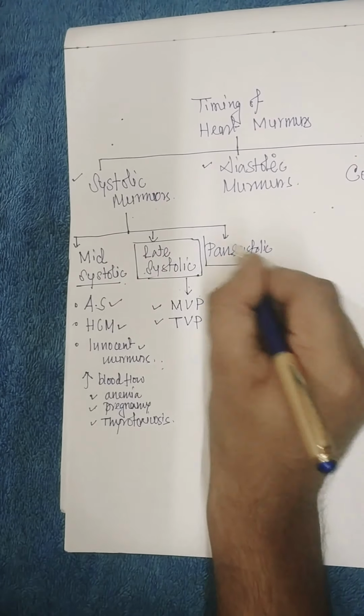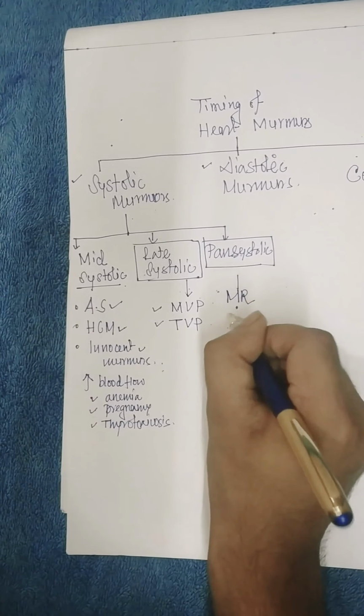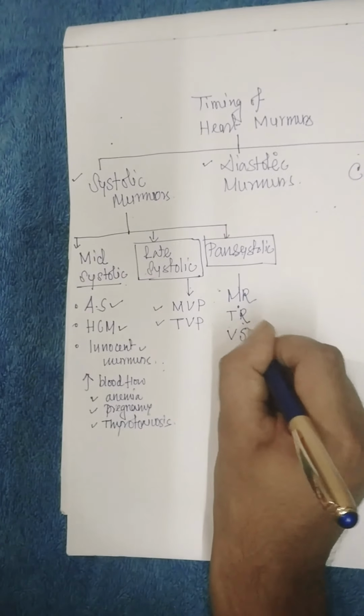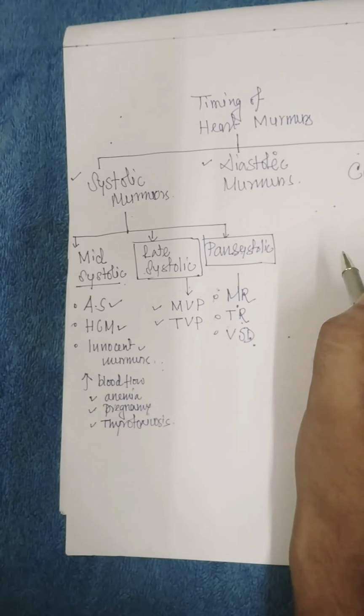And what are the pan-systolic murmurs? Mitral regurgitation, tricuspid regurgitation, and ventricular septal defect. So these murmurs we find throughout systole.